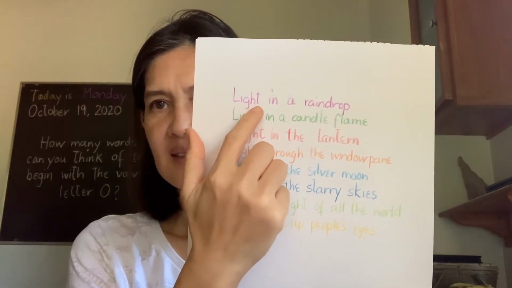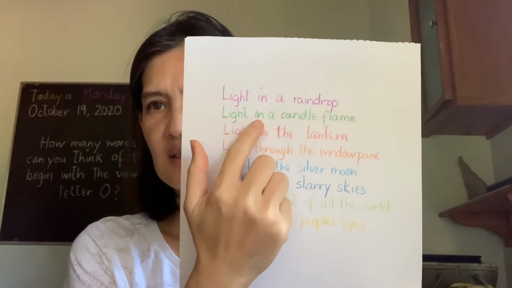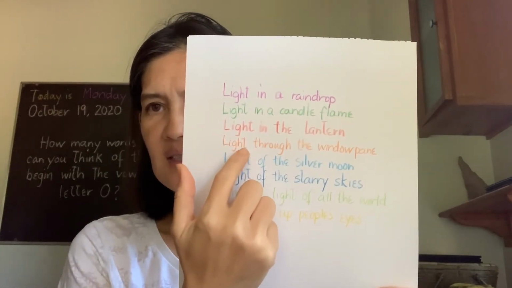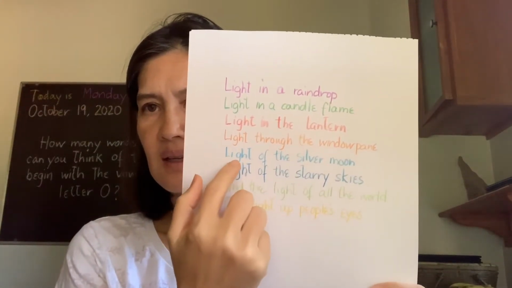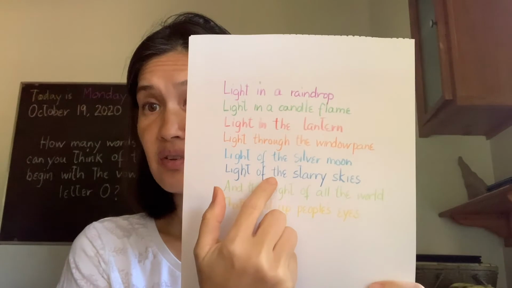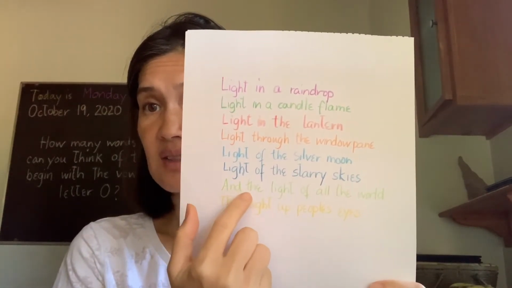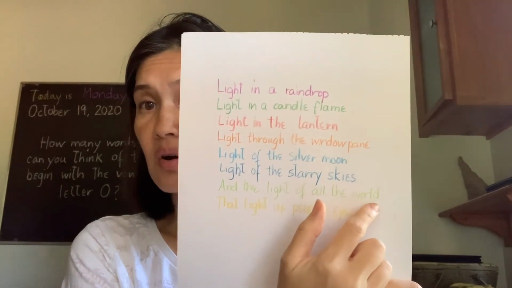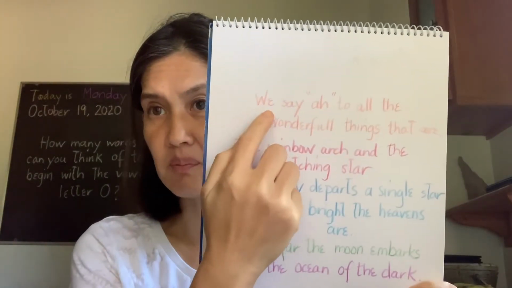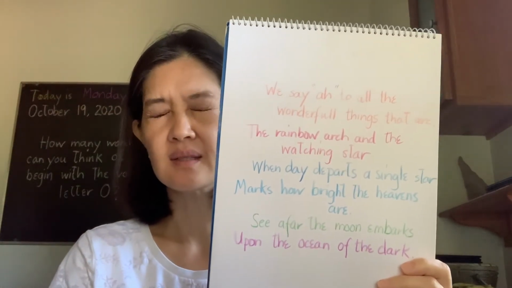To continue, we'll do some reading today. Light in a raindrop. Light in a candle flame. Light in the lantern. Light through the window pane. Light off the silver moon. Light off the starry skies, and the light of all the world, that light of people's eyes. You also can turn off the video and do it yourself, and you can freeze frame and then you can point at the text. Okay, this is the second one.